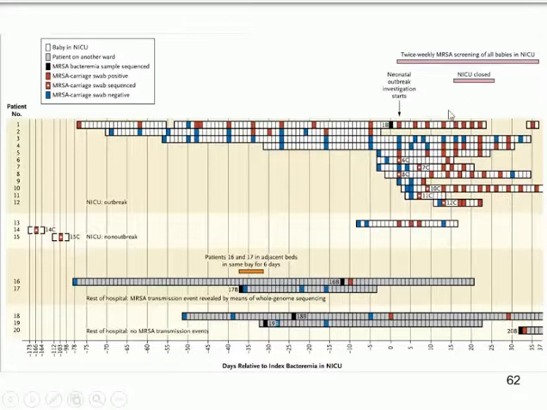At this point, they shut down the unit because so many babies were getting infected. They realized that babies coming in were becoming infected, and that was, you know, more serious, and so those babies were sent elsewhere.